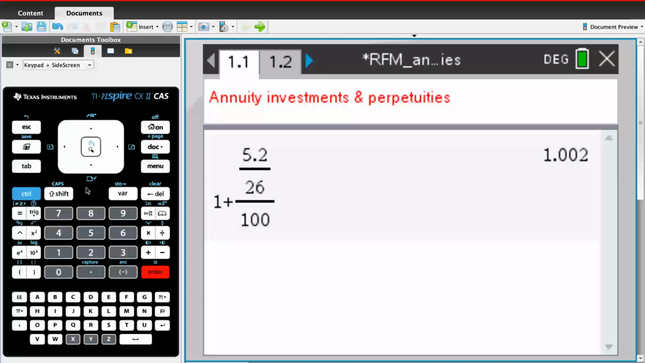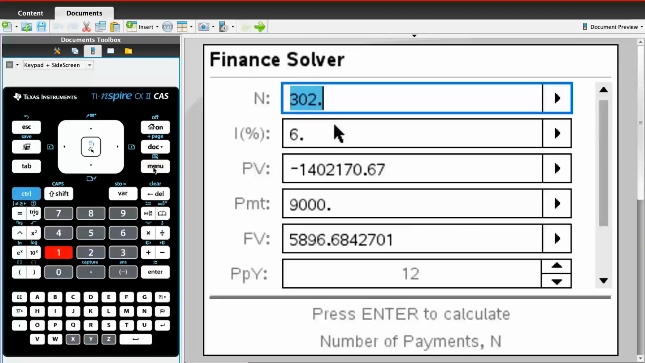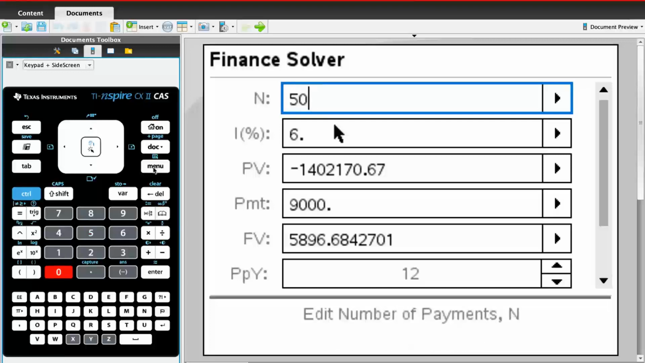And now we'll just go into the TVM solver to see how the annuities work. So I got pretty good at doing menu 8 for finance and 1 for solver, and you probably have as well. So let's enter in the right things. So it's 50 years and 26 periods in a year for the compounding. The rate is 5.2.